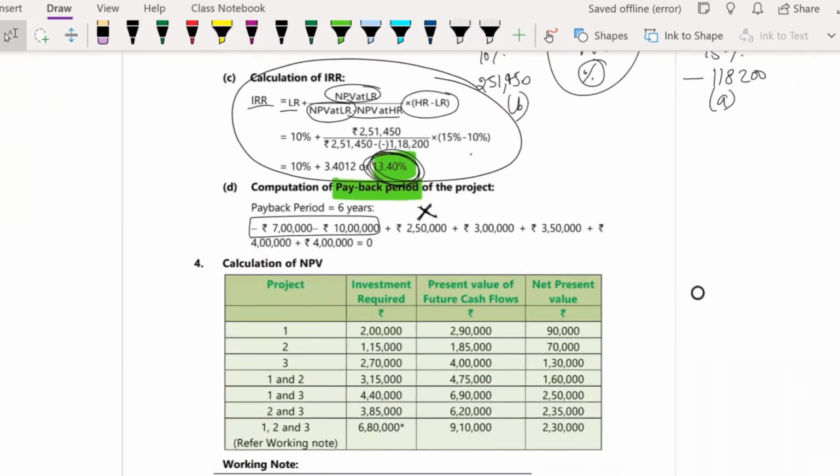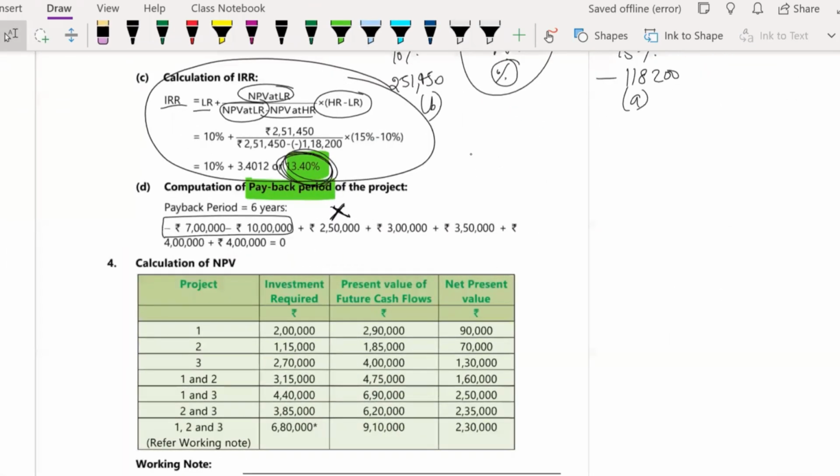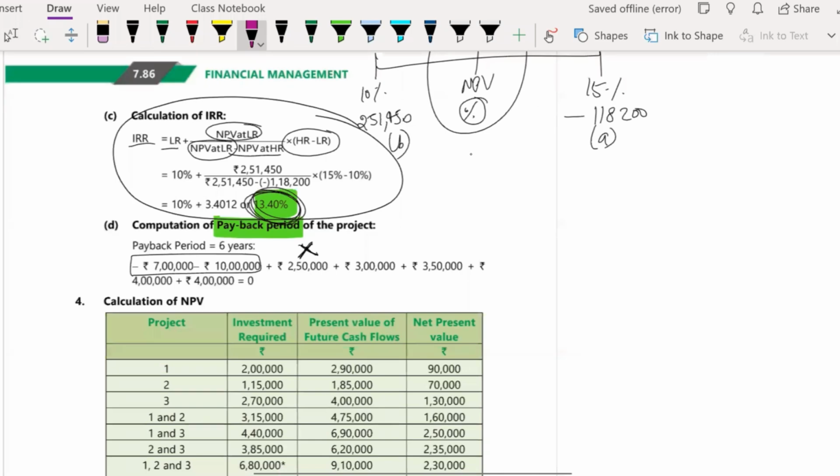1 minute. In which year you are able to recover your... why is this moving so much? 1 minute, guys.